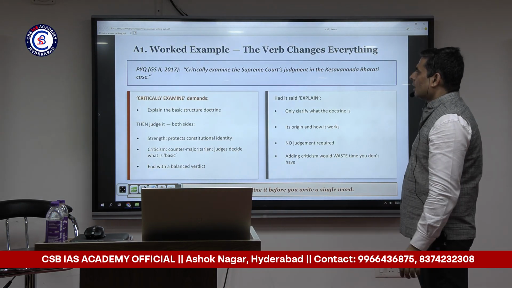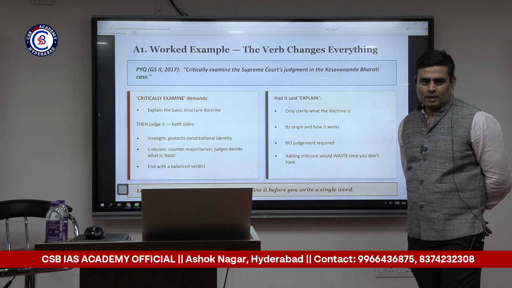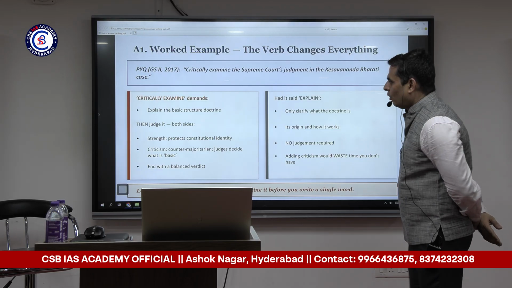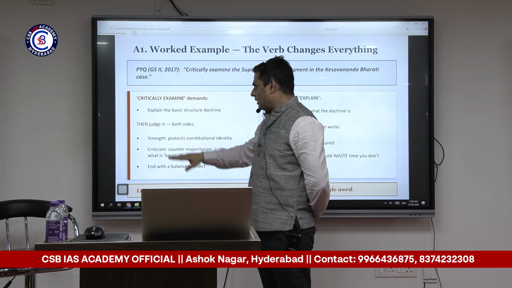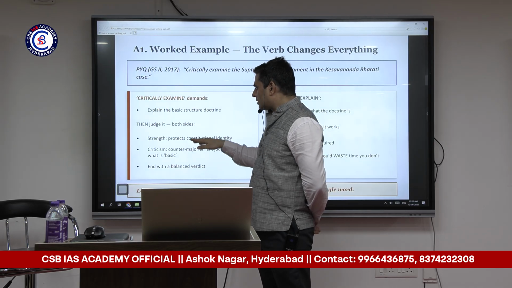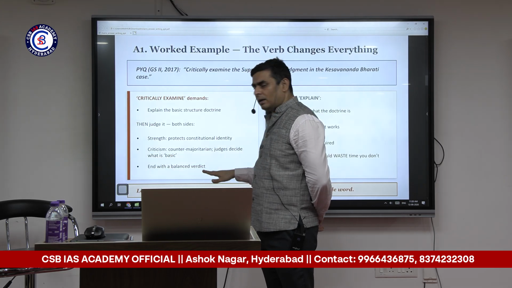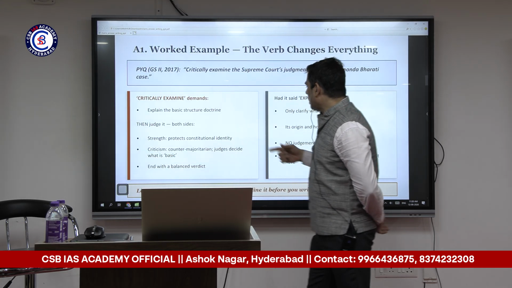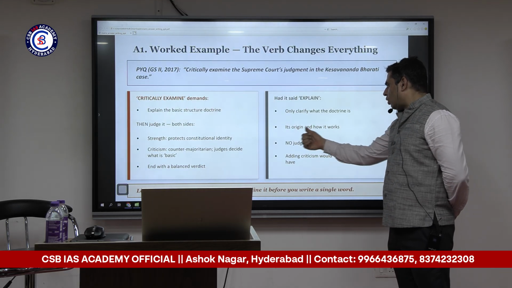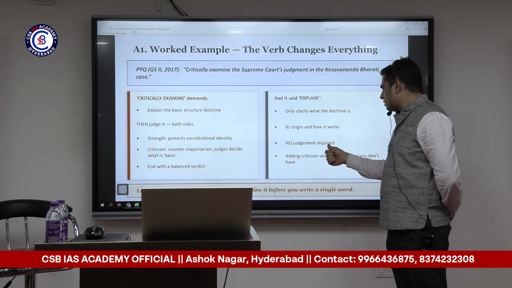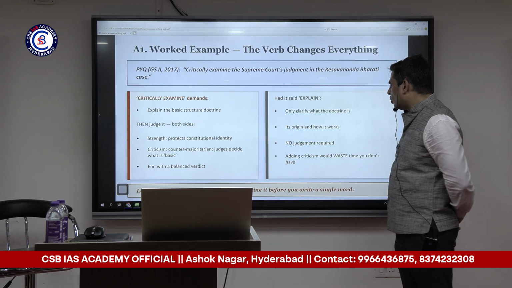Now, one example. Critically examine the Supreme Court's judgment in the Golaknath case. They have asked, fine, critically examine. Now see, critical examination: explain the basic structure in the introduction part. Then judge it, both sides. Strength of the basic structure, criticism of the basic structure, and end with a balanced verdict. But if you are only asked to clarify what the doctrine is, its origin and how it works, no judgment is required. Adding criticism would be a waste of the time you don't have.